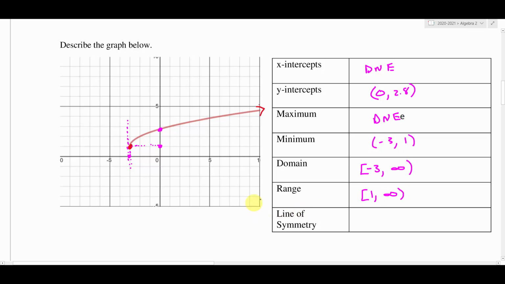All right. The line of symmetry would tell us if there was a place where we could fold this graph in half and get one side of the graph to land on top of the other. All right, so it's that fold line that cuts your graph perfectly in half. For this particular function, there is no place where that is going to happen. All right, so for this one, we would say DNE.